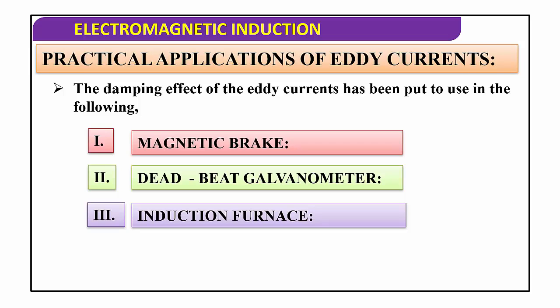Then third application, induction furnace. Here these eddy currents will release a large amount of heat energy, and that heat energy is used to melt the metals. So it is used in induction furnace. And also eddy currents are used in speedometer. Speedometer you can observe in your vehicles. In speedometer also we are using eddy currents. So these are some applications of eddy current.